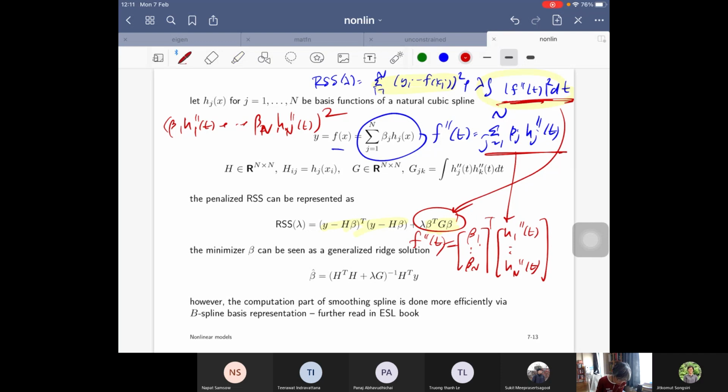Now, with this basis representation, you see that initially the problem is an optimization in the functional space where you want to look for f, but now you parameterize f with the basis representation. So now the parameter to be optimized becomes a finite dimensional vector beta.